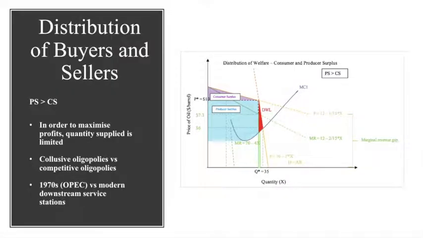In this market, producer surplus supersedes a substantial amount of consumer surplus, because in order to maximise profits, firms don't produce to their full capacity. There is some competition, especially in the modern downstream market, that offsets a bit of the deadweight loss.